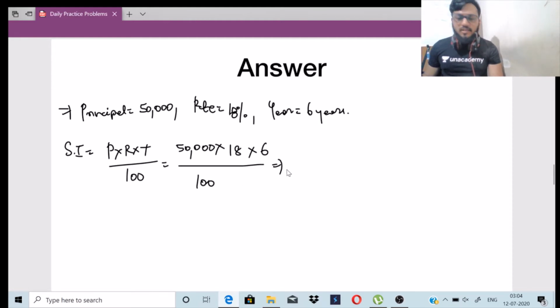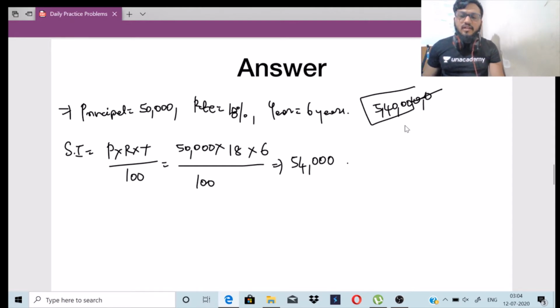So this will be equal to 54,000. 50,000 into 18 into 6 will be 5,40,000. Take out the double zero, double zero, and it will be 54,000. So this will be 54 lakhs, and two zeros you are taking out, so you'll get 54,000 here.